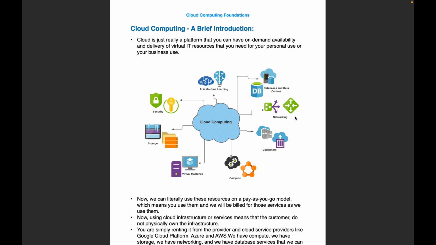So if you see on the screen, cloud computing is able to provide database, data centers, networking, even containers as well, compute, virtual machines, storage, security. Even the security, how secure the access is, how the roles are given, all those things will be taken care of by the cloud platforms themselves.